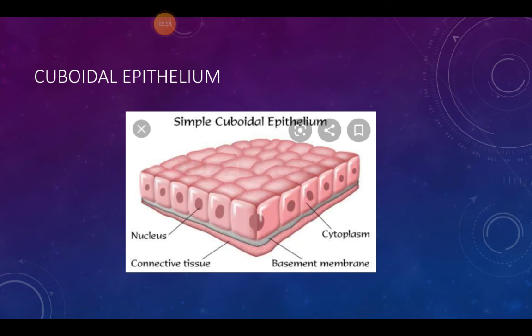Cuboidal epithelium. Cuboidal epithelium cells are cube-like structure. Location of cuboidal epithelium: it is found in the inner lining of kidney tubules and glands like sweat gland. Function of cuboidal epithelium: it helps in excretion and absorption and secretion.